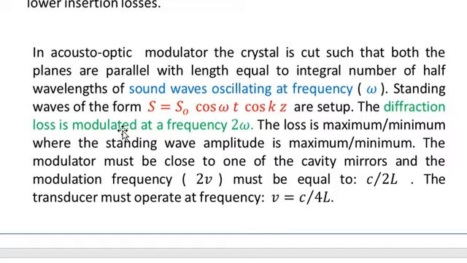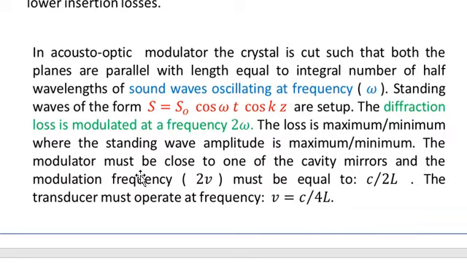So the diffraction loss is modulated at a frequency of 2 omega. For this one, you need to consult previous slides and see the topics on acousto-optics in one of my previous lectures. The loss is maximum or minimum where the standing wave amplitude is maximum or minimum. So again, when the amplitude of the standing waves is maximum, the loss is maximum, and when the amplitude of the standing waves is minimum, the loss is minimum.